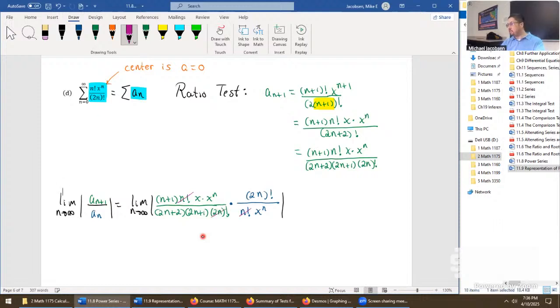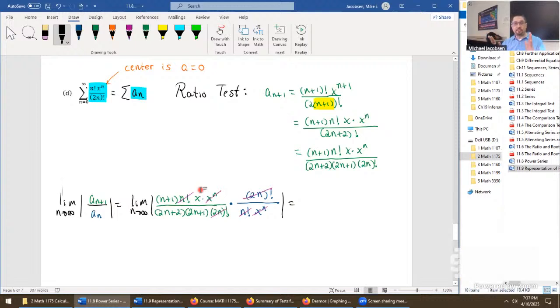N factorial vanishes. The (2n) factorials vanish. X to the power of n is gone. It looks like just 3 pieces are left: 1 factor in the numerator, 2 factors in the denominator. No further cancellations. And so now we have right here, let's use this trick that we've been using all along.